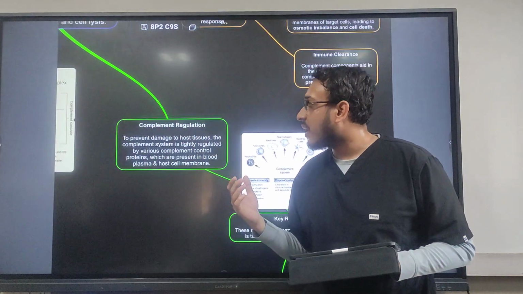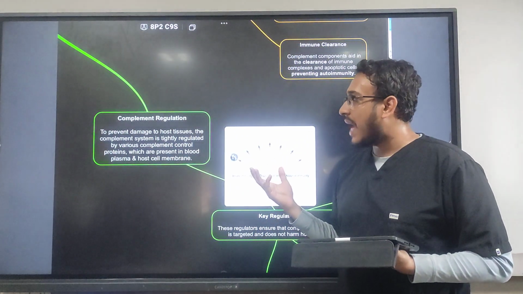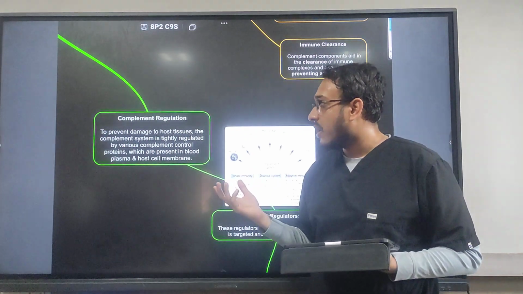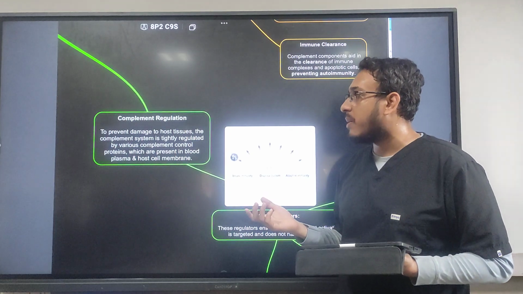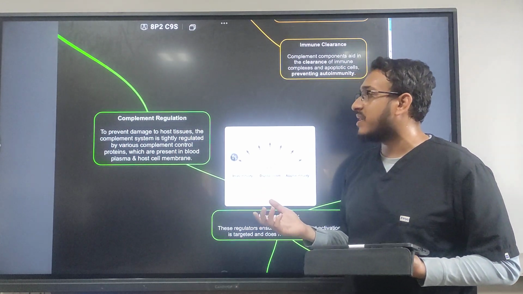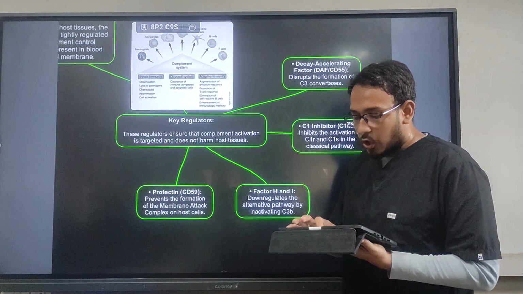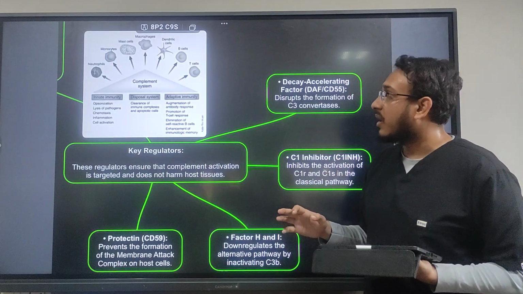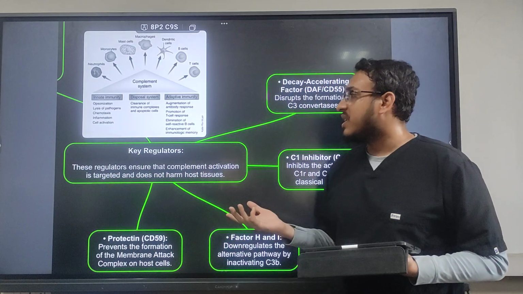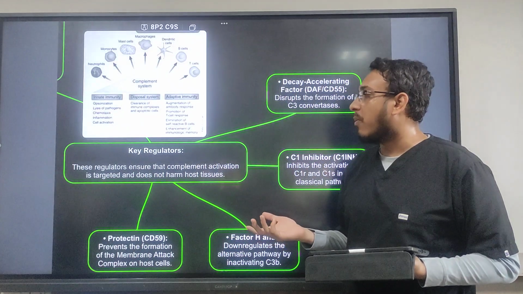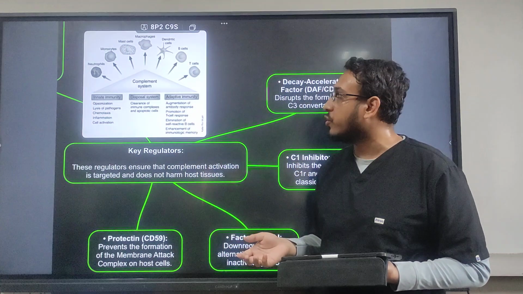Now we'll see how complement regulation occurs. To prevent damage to the host tissues, the complement system is tightly regulated by various complement control proteins, which are present in the blood plasma and host cell membrane. So the key regulators, there are 4 key regulators. These regulators ensure that the complement activation is targeted and does not harm the host tissues.